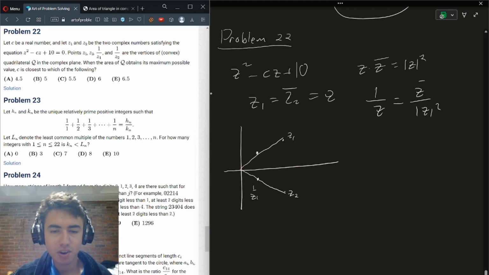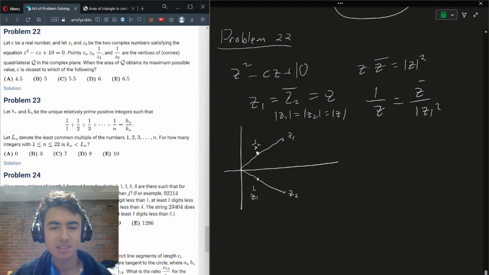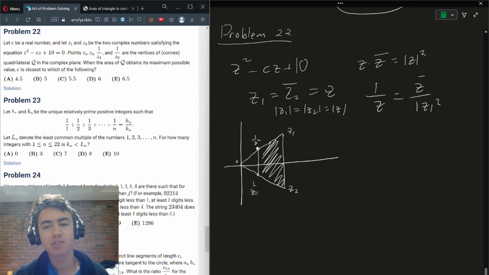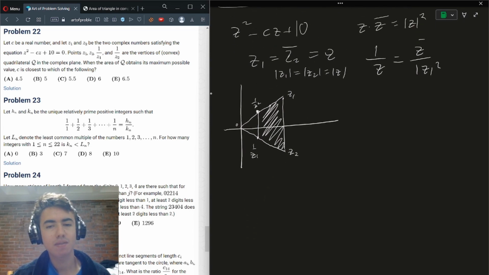And then similarly, we have over here that 1 over z2 should be somewhere in here. And because they're reciprocals, of course, that means that z1 has the same absolute value as z2. Which means that now the quadrilateral that we want, which is here, is just made out of the triangle between the origin and z1 and z2, minus the triangle between the origin and 1 over z1 and 1 over z2. So we can just find the area of those two triangles separately, and then go about our way.